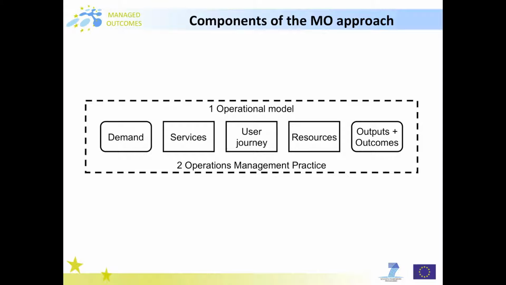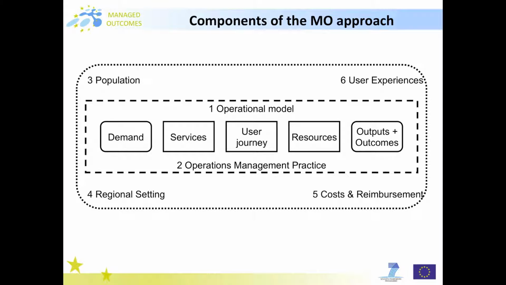We also describe the operations management practice, the planning of services, the collaboration between partners in the network, and the innovation of services. Around this description, we collect data on population structure, the regional infrastructure, the costs and reimbursement of services, and then on top of that we have the view of the users on the functioning of the service delivery system. In this way we create a rich picture of the performance of the regional delivery system.